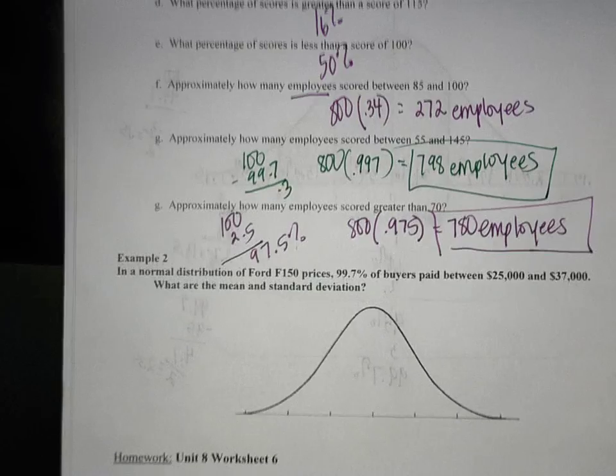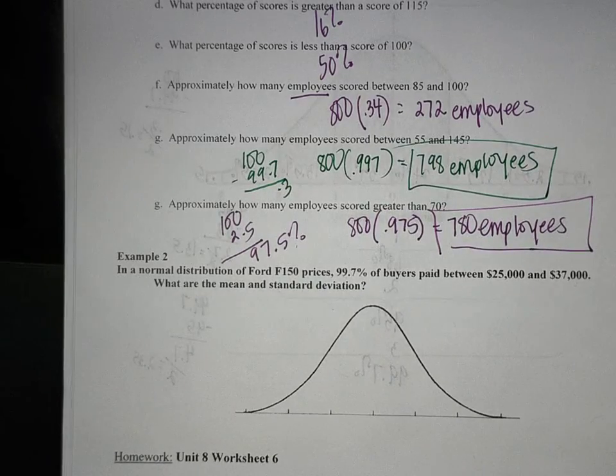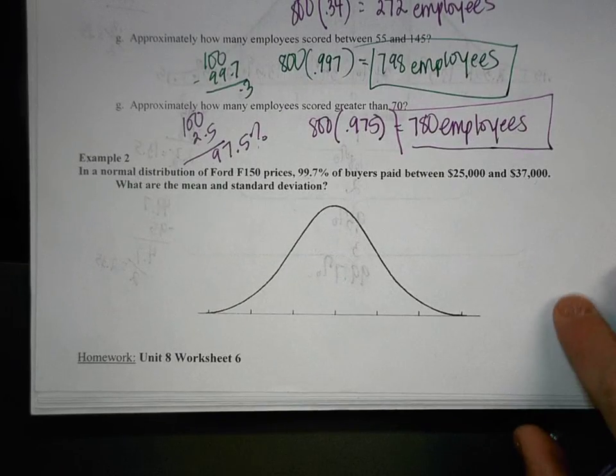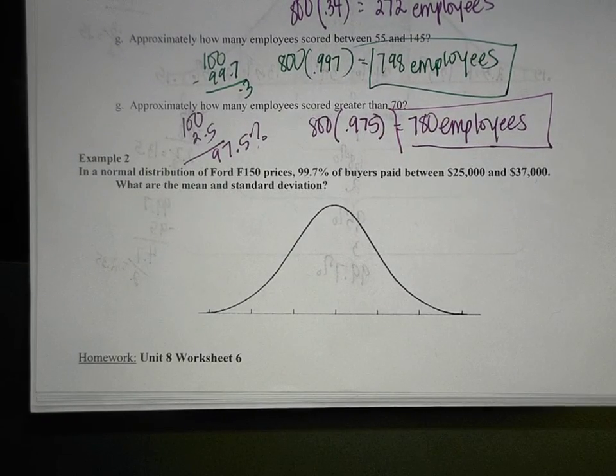Do you have any questions for me? Okay. Question? All right, last one, example 2. It says, in a normal distribution of Ford F-150 prices, 99.7% of buyers paid between $25,000 to $37,000. What are the mean and the standard deviation? Okay, so 99.7. How many standard deviations does that go out?